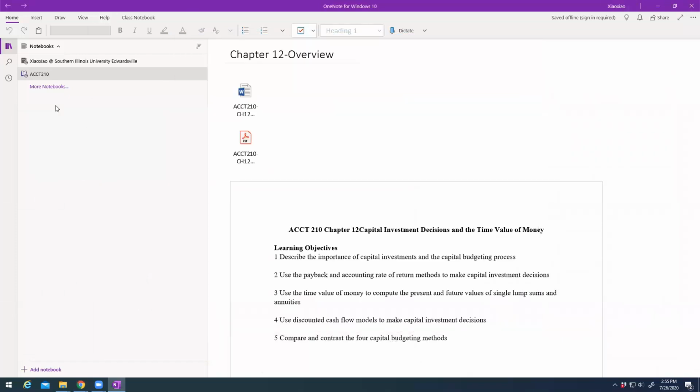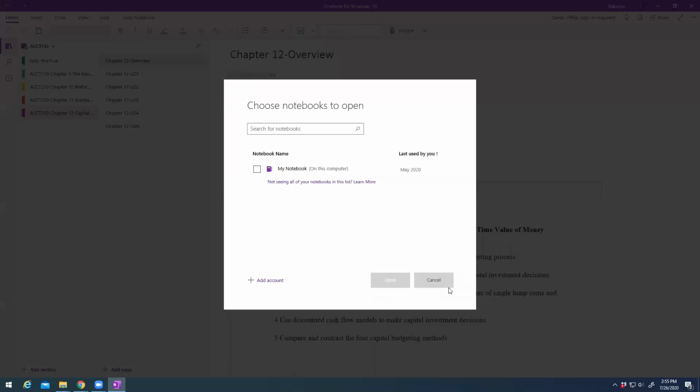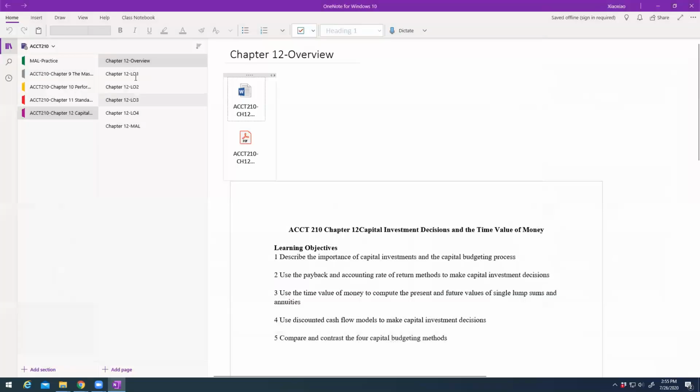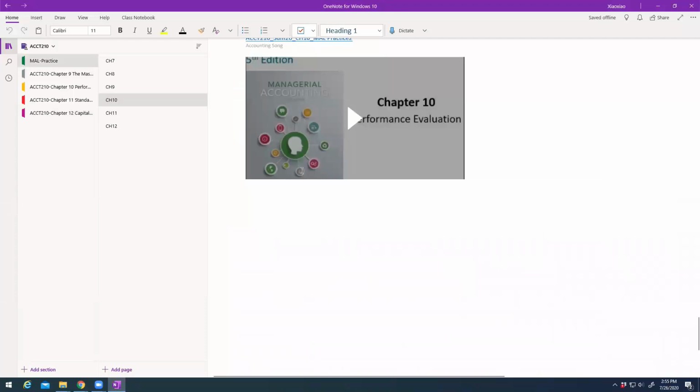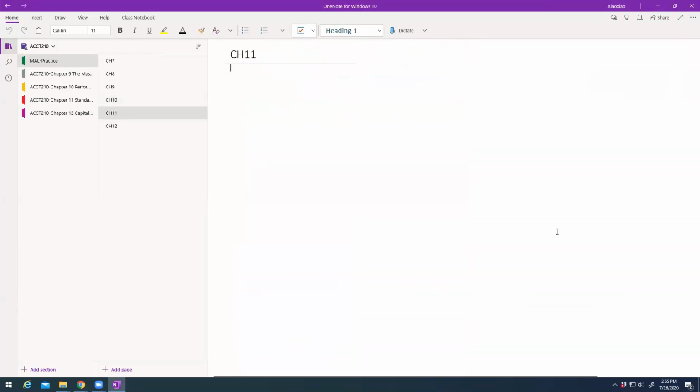Again, I post my notes to my accounting lab, the practice here. So we go to chapter 11, right? We go to chapter 11. I put it here first.